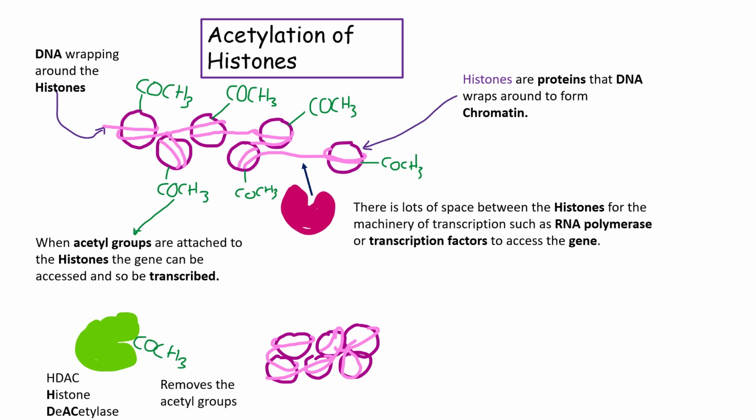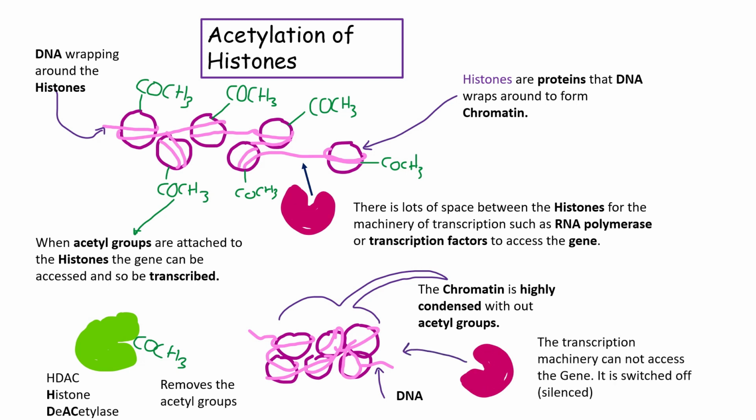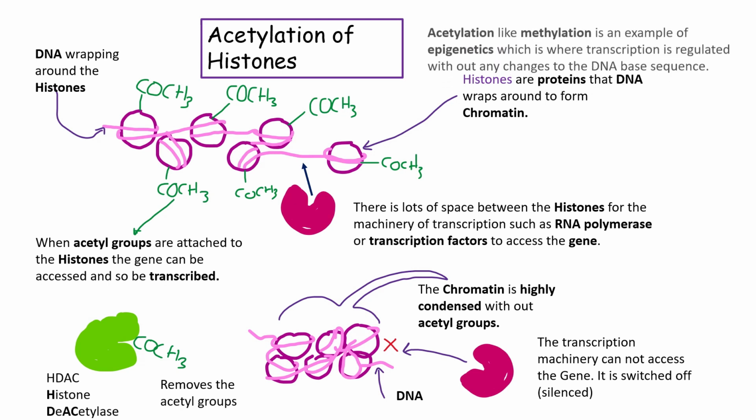And this means there aren't spaces for the transcription machinery like RNA polymerase or transcription factors like estrogen. They can't gain access to the gene, and the gene can't be transcribed, which means we're not going to make mRNA, which means we're not going to get translation. So in a way, the gene has been silenced, or we say the gene has been switched off. So acetylation of histones switches on a gene by allowing transcription factors in. Deacetylation of histones switches off a gene.